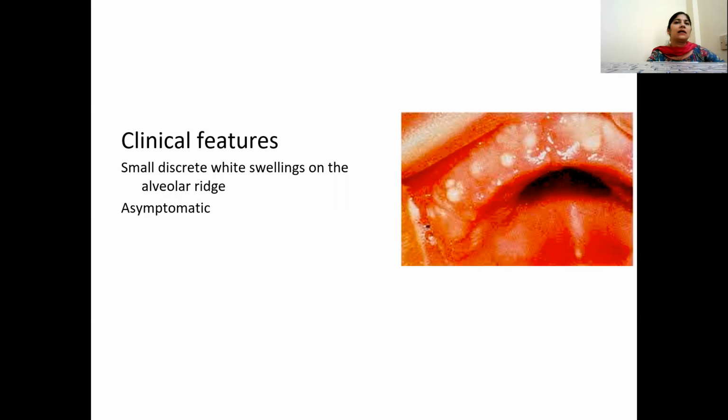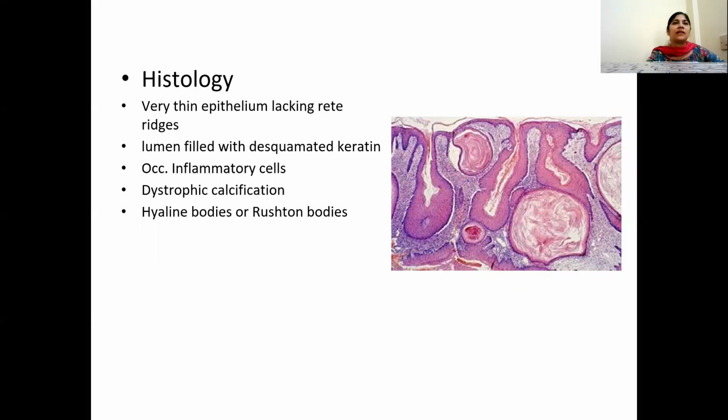Clinical features: small discrete white swellings on the alveolar ridge. So that is how it appears, and they are asymptomatic. Histology: very thin epithelium, lacking rete ridges. The lumen is filled with desquamated keratin. Occasionally, you can find some inflammatory cells. Even dystrophic calcification is seen rarely. Presence of hyaline bodies or Rushton bodies. These are arc-like bodies that are seen in the epithelium. So that is the histology.